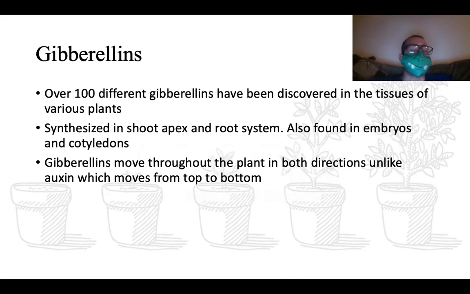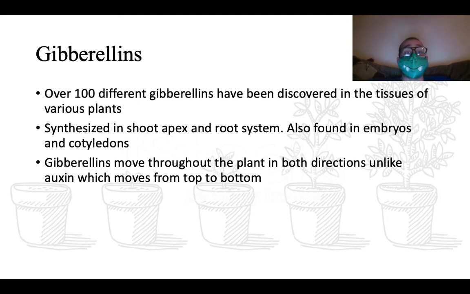Okay, so those are auxins. Now we're going to get to gibberellins. Gibberellins are probably the most numerous in terms of number of plant hormones. There are over 100 different gibberellins that have been discovered in the tissues of various plants. They are synthesized in the shoot apex and the root system, and gibberellins are also found in embryos and cotyledons, and we'll see why they play an important role in germination.